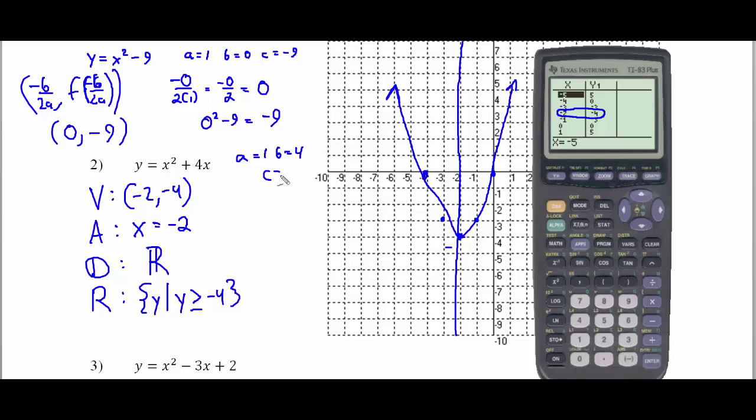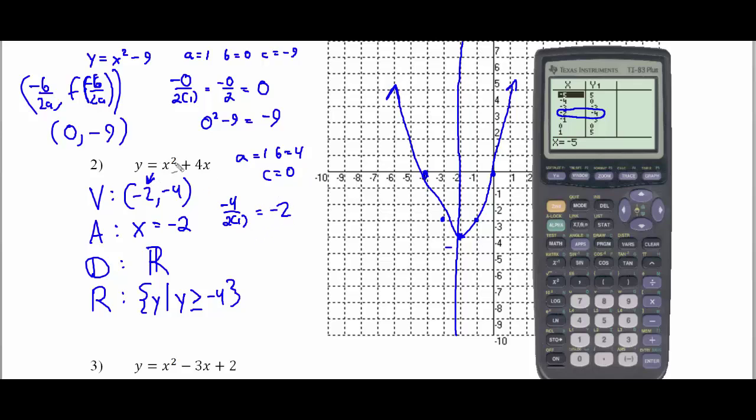Now, how does it fit for this problem, where my a is equal to 1, my b is equal to 4, and my c is equal to 0? Well, you're going to see we're going to get -2, -4 if I plug in -b over 2a. So -b, which is -4, over 2 times a, which is 1, gives me -2. Oh, wow, that's my x value for my vertex.